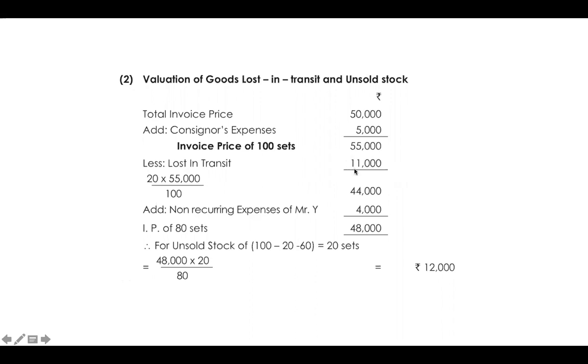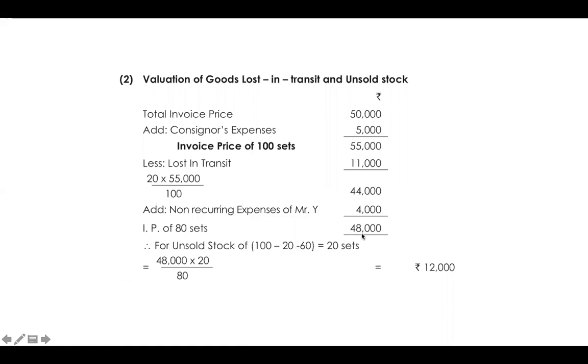Now add the non-recurring expenses or direct expenses of the consignee. The consignee here is Mr. Y. Now look at this one. This 11,000 is removed from 55,000 because these goods are lost. They are no more there. So 44,000 worth goods have arrived at the premises of Y, and while receiving, Y has spent 4,000 direct expenses, non-recurring expenses, one-time expenses. So 44 plus 4 gives you 48,000.